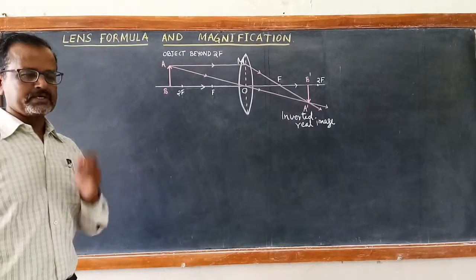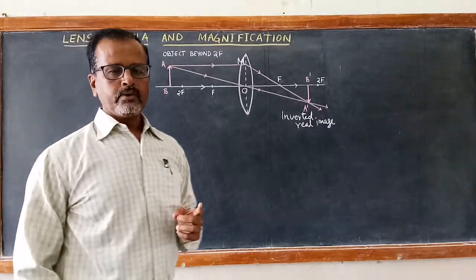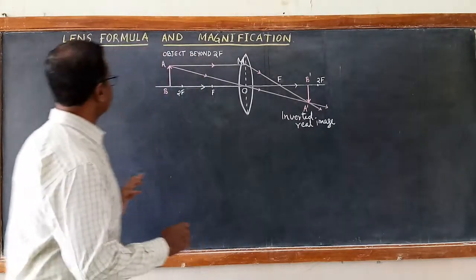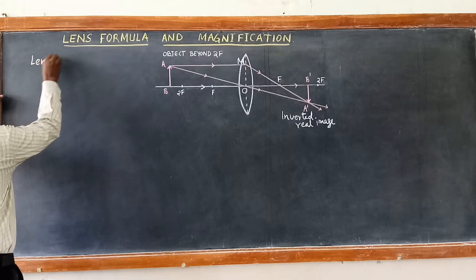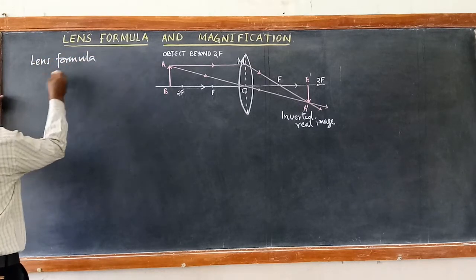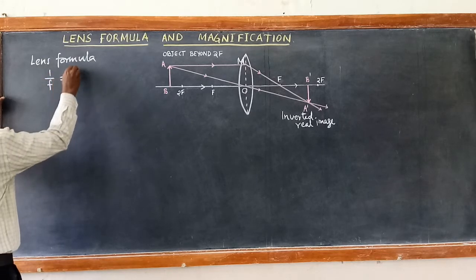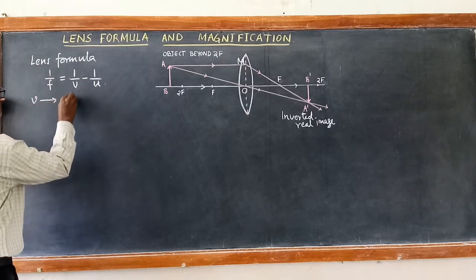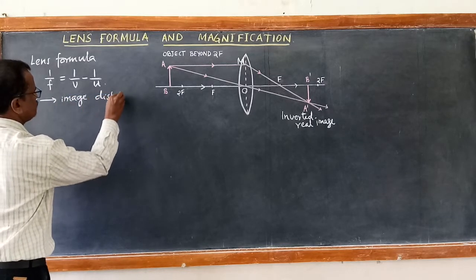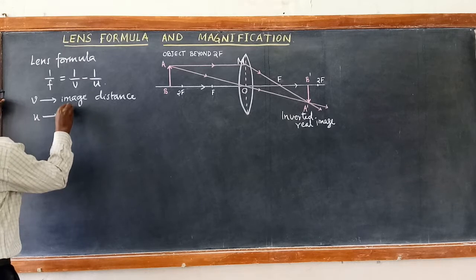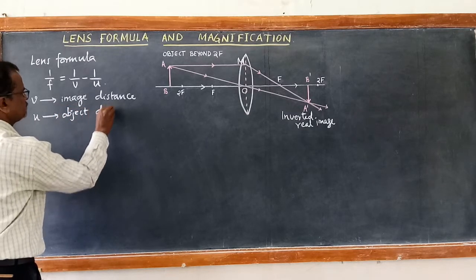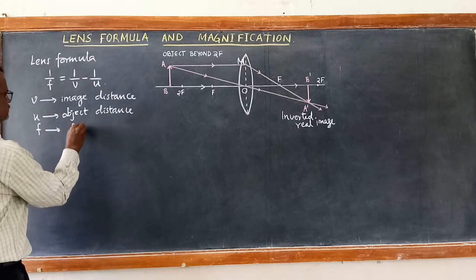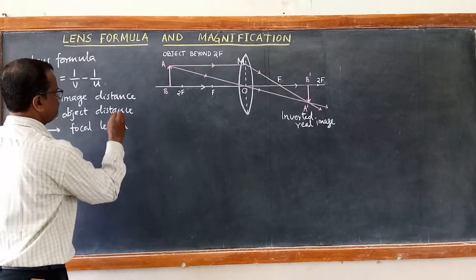Lens formula and magnification. If u is the object distance, v is the image distance, and f the focal length of a lens, then the lens formula is given by 1 by f equal to 1 by v minus 1 by u, where v is the image distance and u is the object distance, that is, the distance of the object, and f is the focal length.